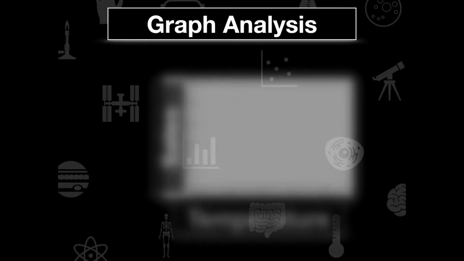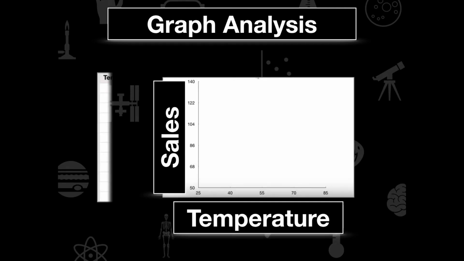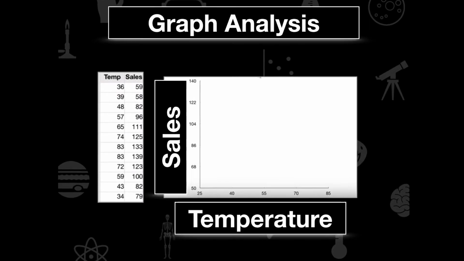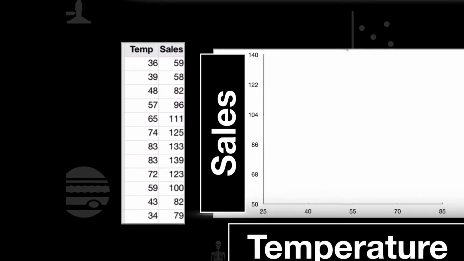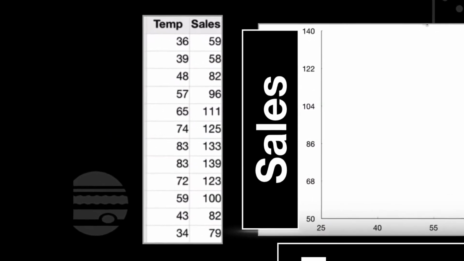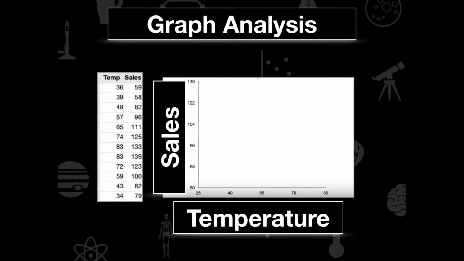So let's say I was looking at this scatter plot here, and I was given a table of data points. Now remember, I can't really tell with these data points right now how my sales are being affected. So what I'm going to do is graph. On the y-axis I have sales, and on the x-axis I have temperature. Now we have a scatter plot here, and this scatter plot immediately tells me that as temperature increases, so do my sales.